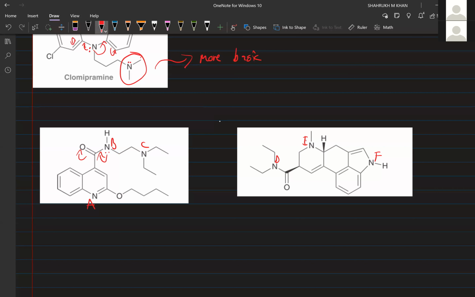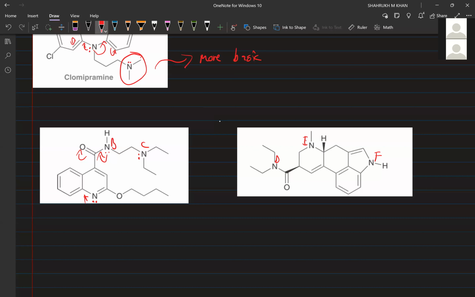C and A actually both have localized lone pairs. So here you have your lone pair, and then here you have your lone pair. But how come C is more basic than A, even though they're both localized? B is going to be the least, actually, Madrona.